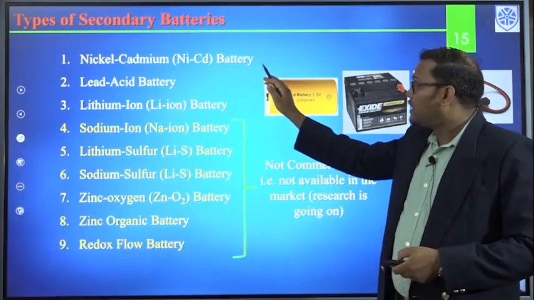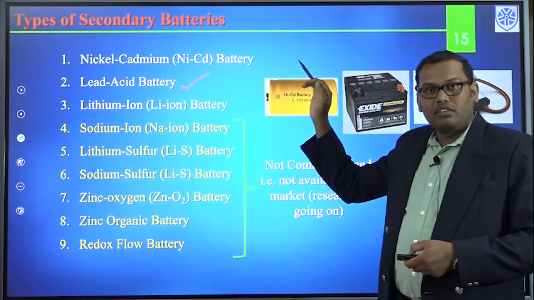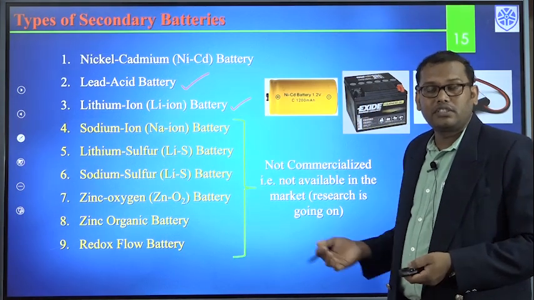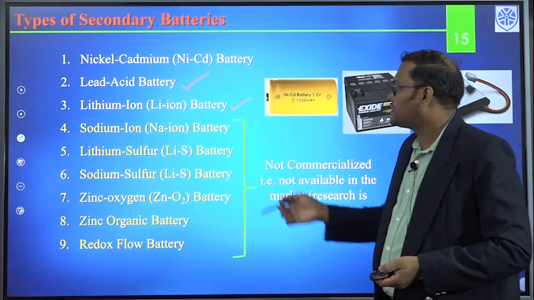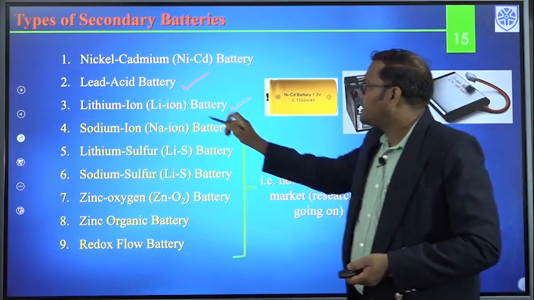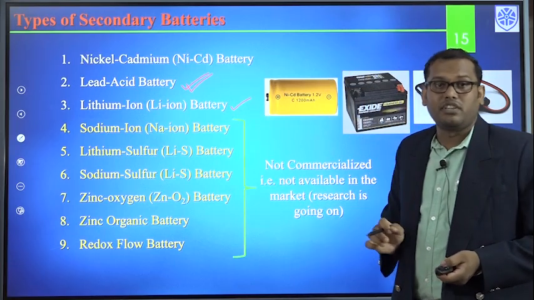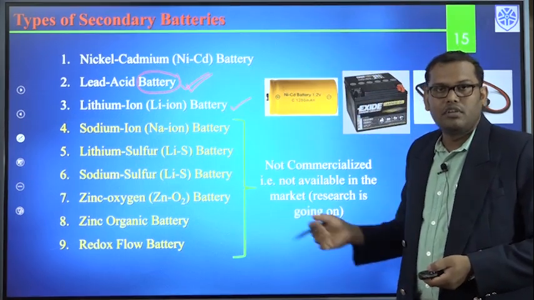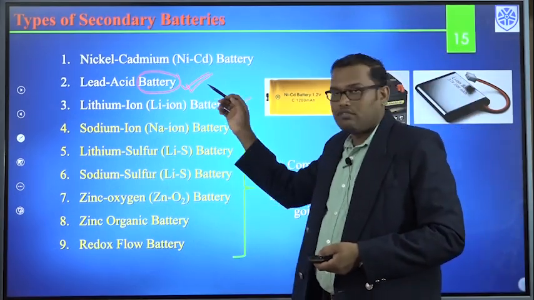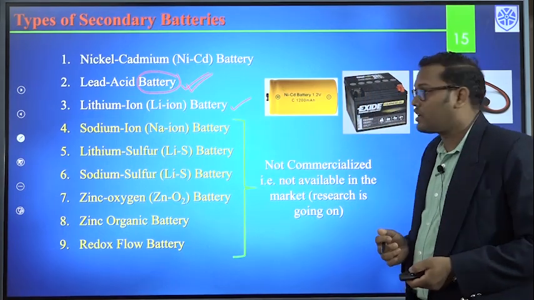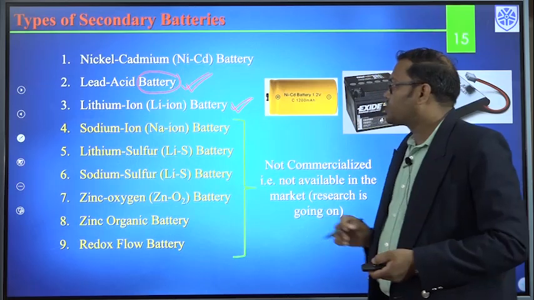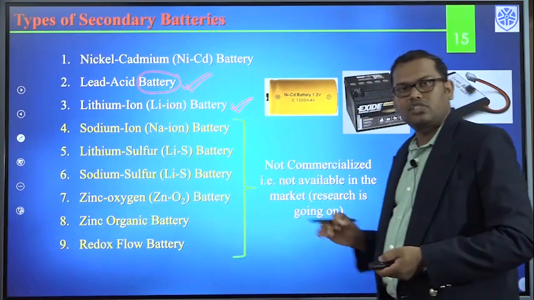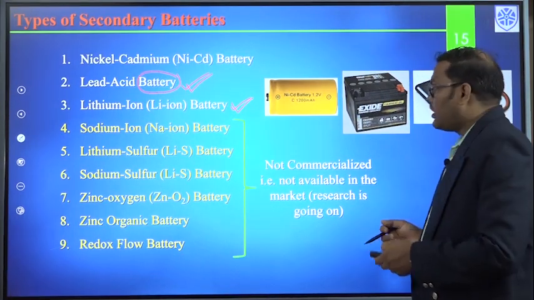Nickel cadmium we are not using nowadays; we are using lead acid battery extensively in all stationary applications. Lithium battery we are using in all mobile applications, like electric vehicles, mobiles, laptops, all portable devices. Lead acid battery we mostly use in stationary applications because it is very heavy. We still use it in some vehicles like buses, but all electronic gadgets are mostly made up of lithium ion batteries. And for these other batteries, research is still going on and they are not commercialized.